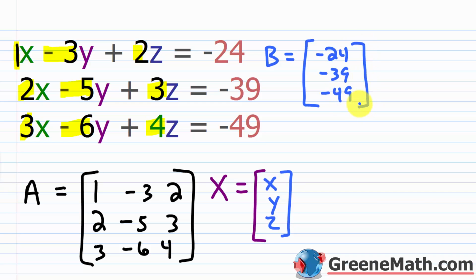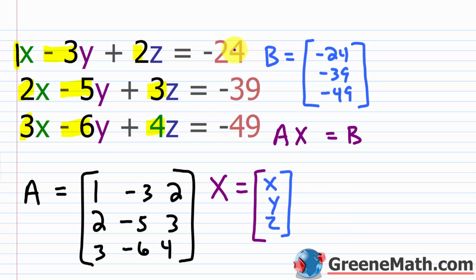Okay, so we know from the previous two examples that if I do A, the coefficient matrix, times X, the variable matrix, I can set this equal to B, right? This matrix with my constants in it would represent our system. You can prove that to yourself. You can stop the video, multiply A times X and set it equal to B, and you'll see that you get the same thing.